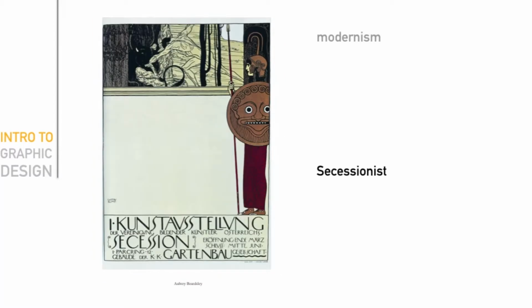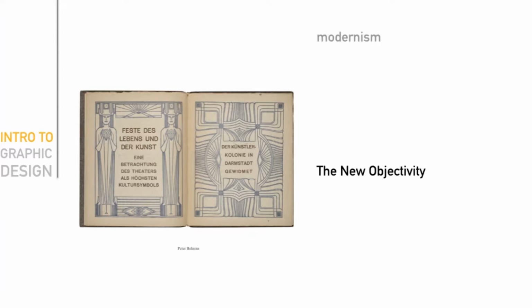Aubrey Beardsley was a secessionist artist. Back to Peter Behrens and the New Objectivity. Behrens liked to play around with geometry. He used grids to structure his designs, and he introduced an approach based on geometry and composing with geometry. So the idea is that you build something out in modules or spatial cells. The use of modules as building blocks of a design actually started with him.